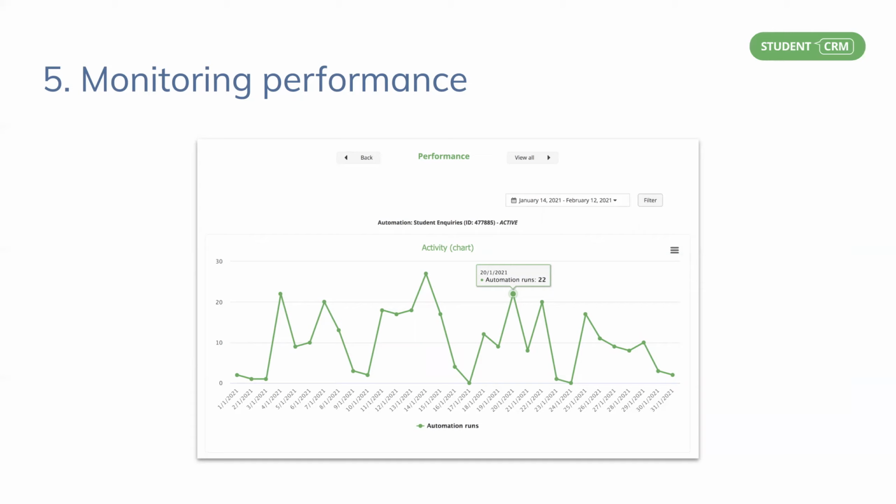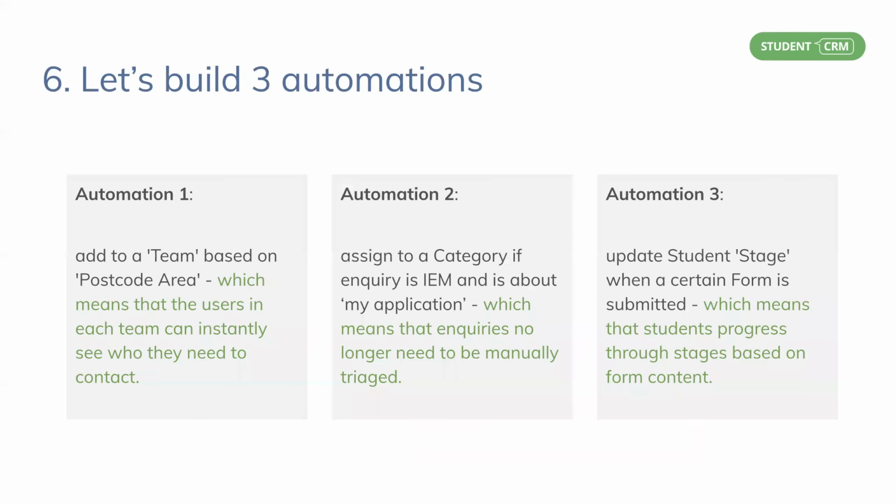So this is an example where one of our universities is currently running automations. I think they've got 12 automations running. This is one of them. So you can see each day they're getting quite a lot of value from the app itself.